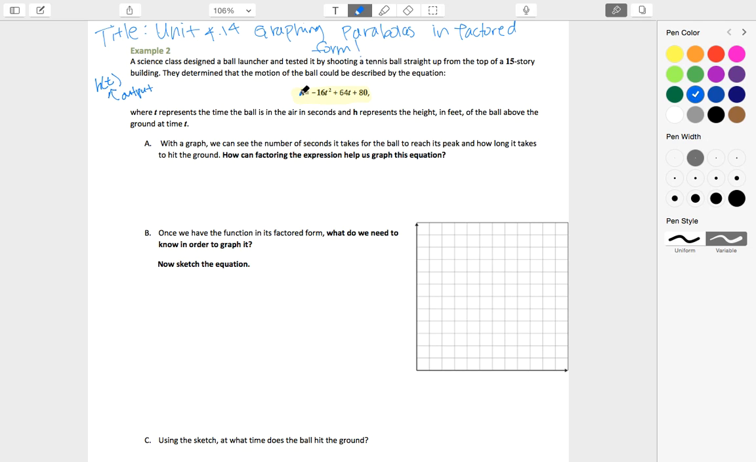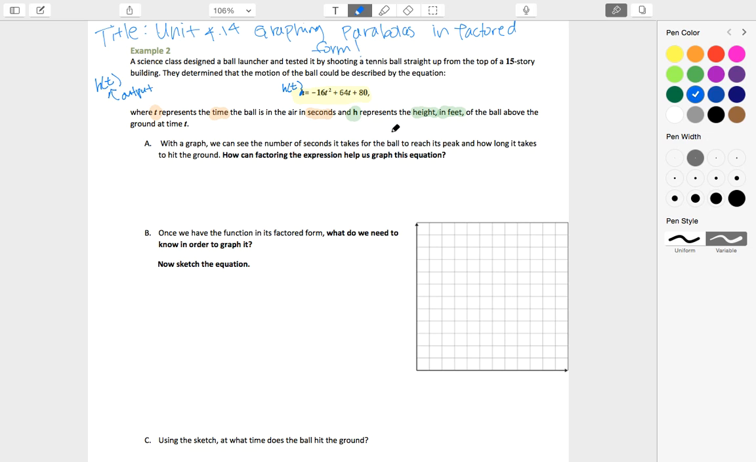So if you want to go ahead and annotate this, you can call this h of t equals this, okay? And so from here, we have h of t equals negative 16t squared plus 64t plus 80. And we can go ahead and annotate here and say where t represents the time the ball is in the air in seconds, so time in seconds, and h represents the height in feet, okay, of the ball above the ground at t time.